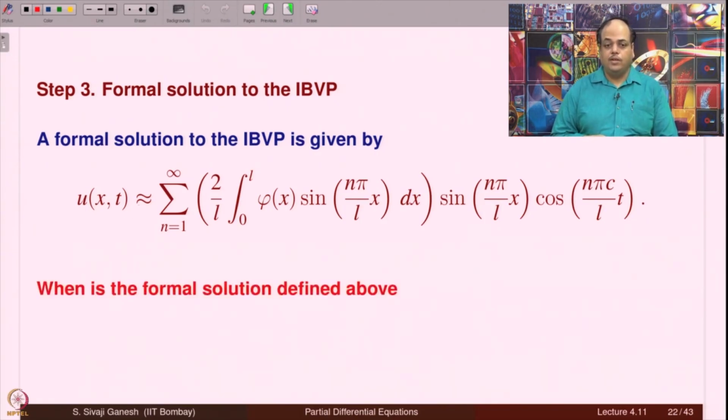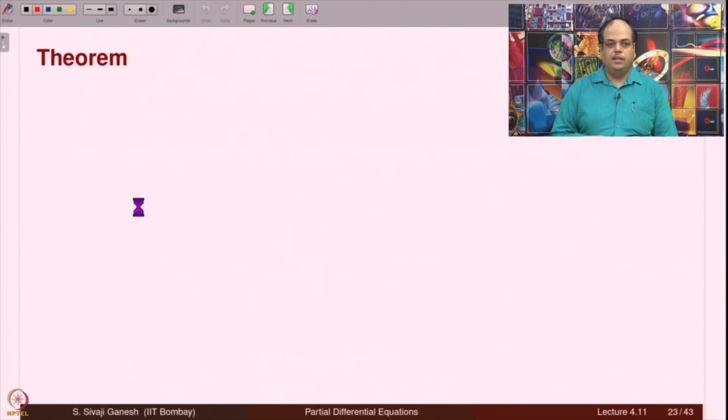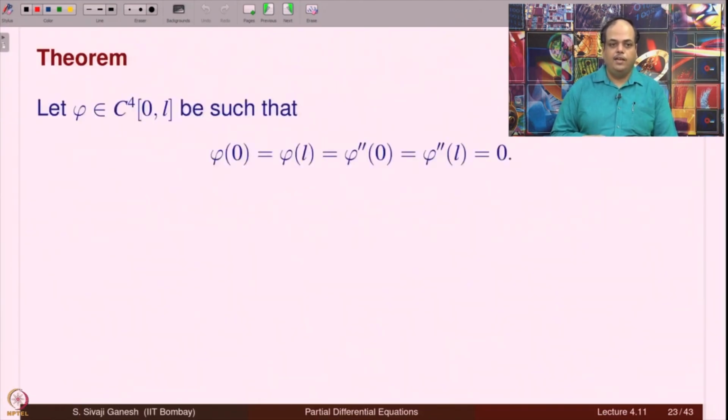So, when is this formal solution, which is defined above, indeed a solution? We have an answer on the next slide, that is a theorem. Let phi be C4, 4 times continuously differentiable, and be such that phi 0, phi L, phi double dash 0, phi double dash L, all of them are 0. Let psi be identically equal to 0.